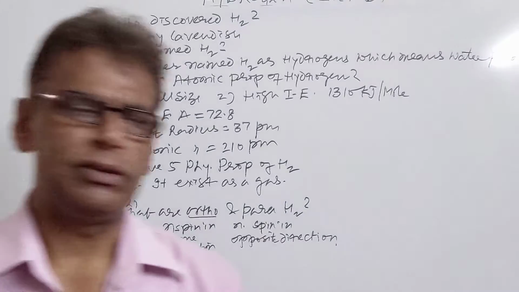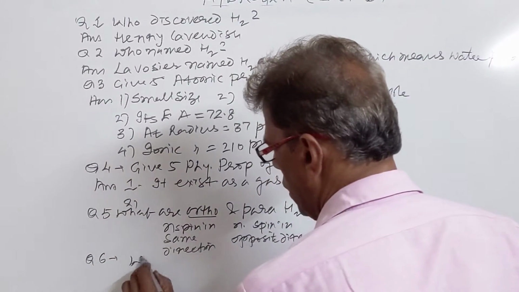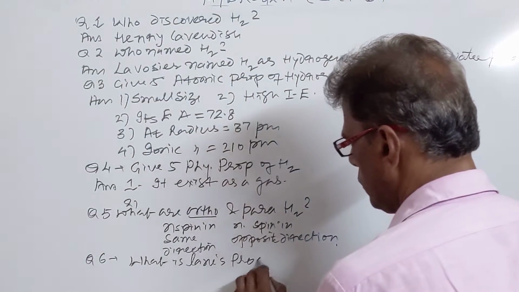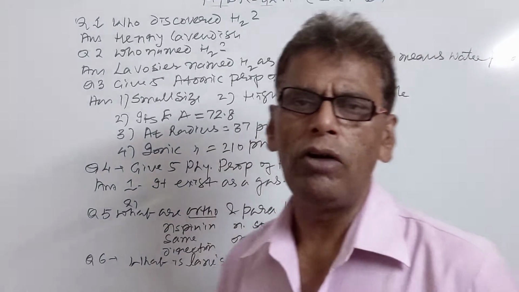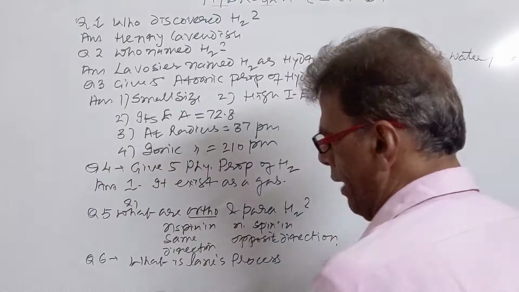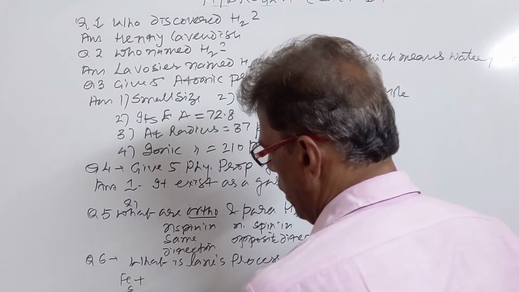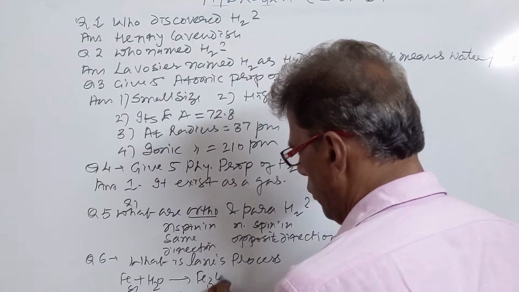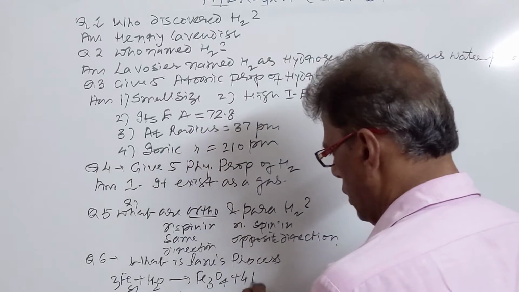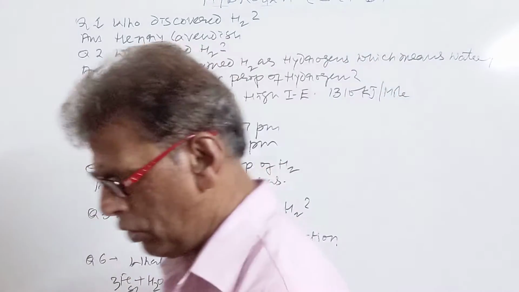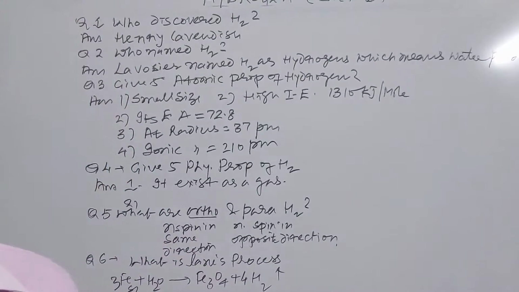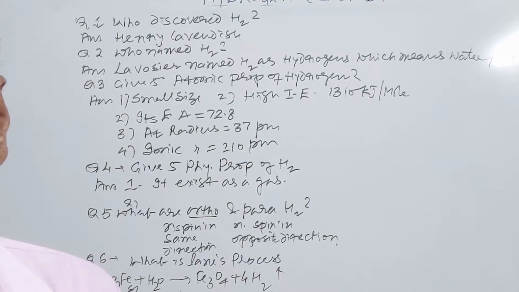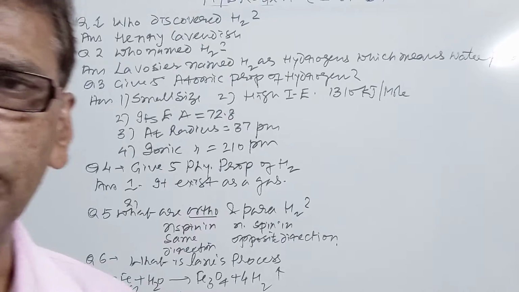Now, what is Lane's process? Question number 6 is, what is it? It involves preparation of hydrogen from water and iron. When steam is passed over red hot iron, we get Fe3O4 plus 4 hydrogen gas molecules. When steam is passed over red hot iron, we get hydrogen gas. This process of preparing hydrogen is called Lane's process.